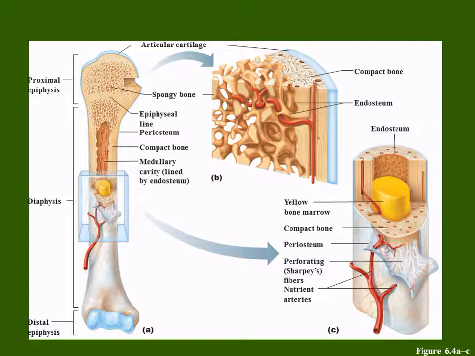And then the medullary cavity. This is yellow bone marrow, which is actually fat. Red bone marrow is where you have that hematopoiesis, which is making red blood cells, white blood cells too.